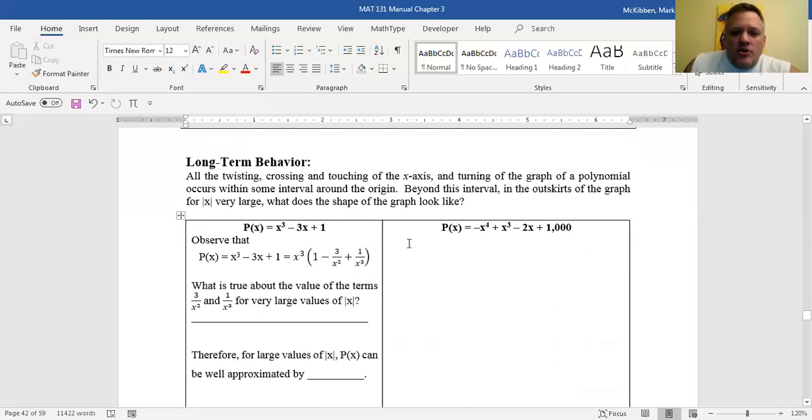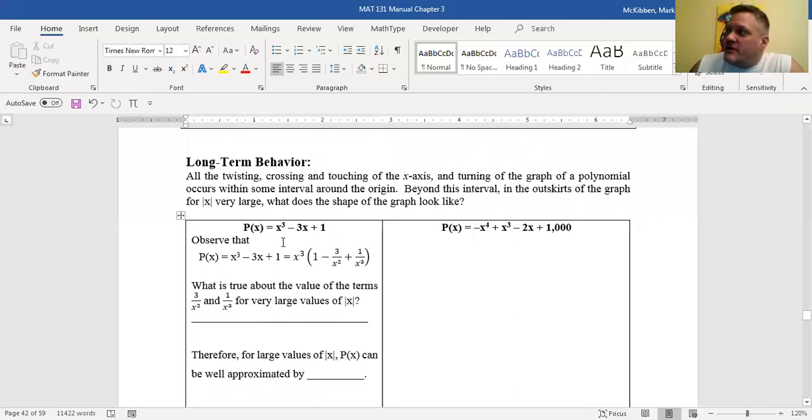All right, long-term behavior. Here, we looked at what happens at and between x-intercepts. That tells you what happens close by to the origin. The question now is what happens beyond that, to the left and to the right, right? So once you've found all your x-intercepts, I need to know what the graph is going to do going forward. And so let's look at this function.